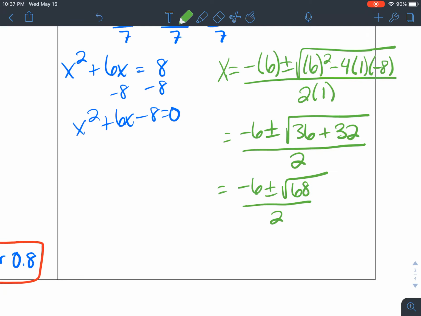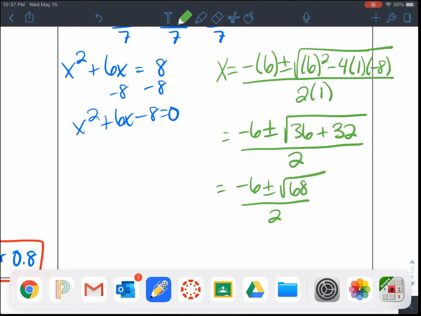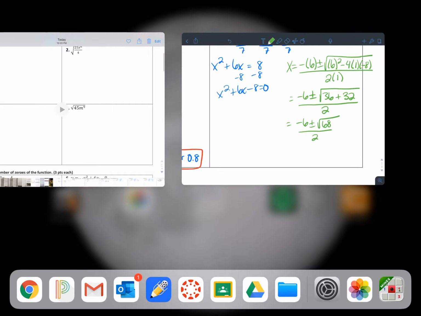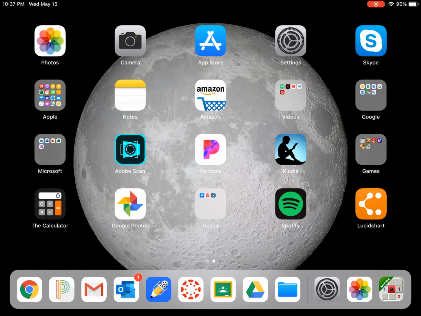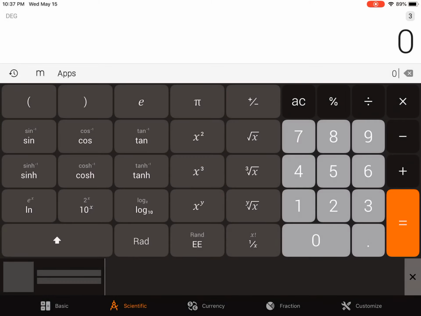So now you have to go to your calculator and figure out what the square root of 68 is. Let me switch over to... do I have it pulled up? No, I don't. Let's go ahead and grab the calculator. So we're doing the square root of 68, which is 8.25.